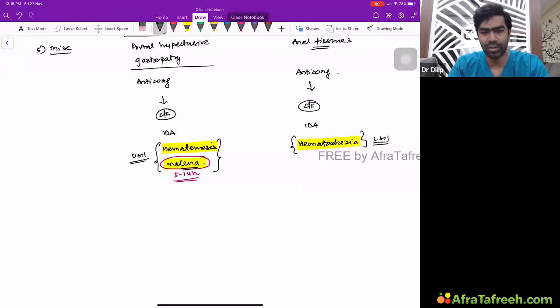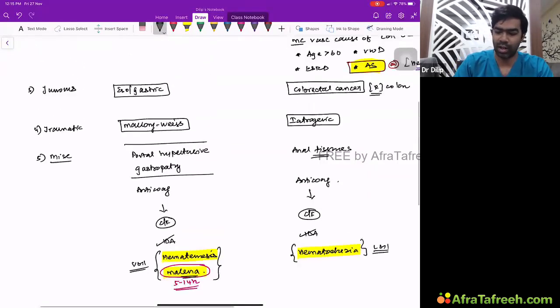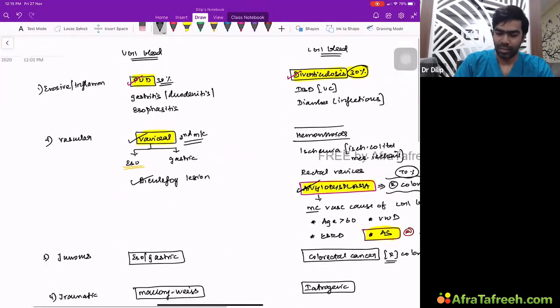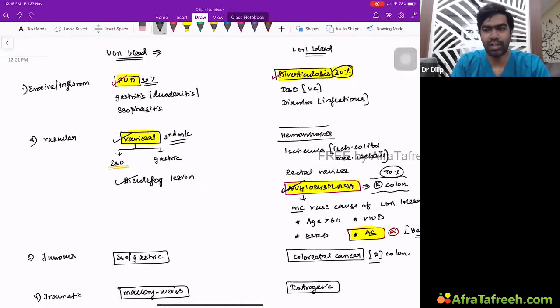LGI bleed typically causes hematochezia, and both of them, if they are chronic, can result in blood loss and iron deficiency anemia. But what is the definition of UGI bleed, by the way? We didn't discuss that at all. Anatomically, there should be some definition which separates upper gastrointestinal bleeding from lower gastrointestinal bleeding.